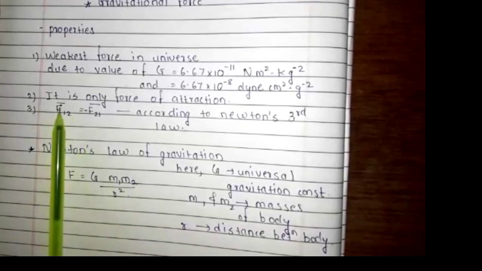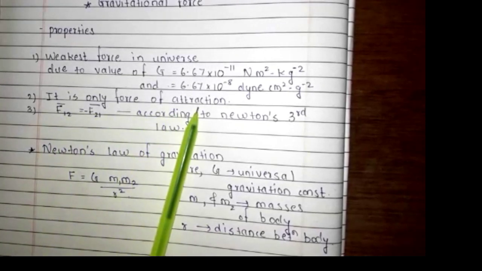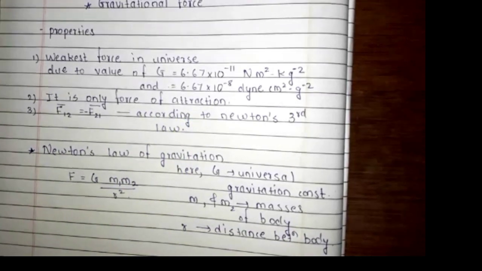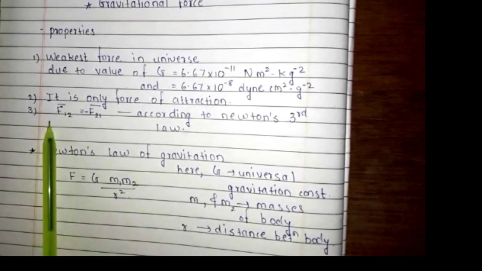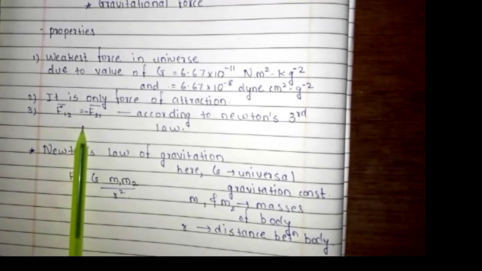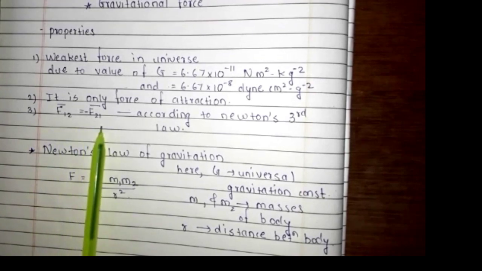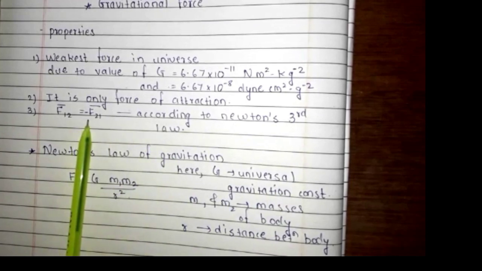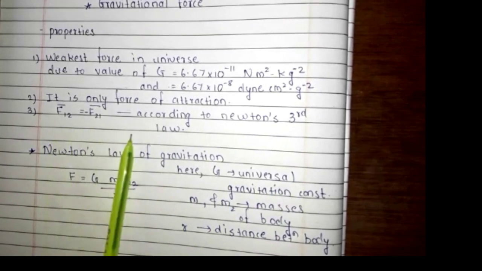Then, gravitational force is only a force of attraction. That is, gravitational force never repels, it only attracts. And the third property is that the force on body 1 by body 2 is equal to the force on body 2 by body 1 according to Newton's third law, and the negative sign indicates that the direction is exactly opposite.